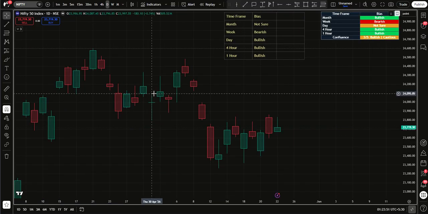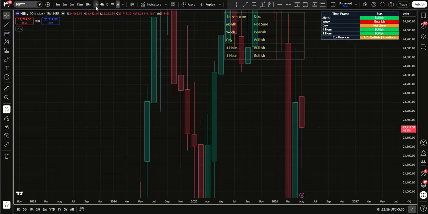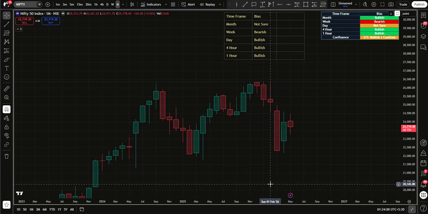And this is it. So what we do here is we start with the monthly time frame and work our way down to the hourly time frame, and we try to gather a bias on each time frame and look at where buyers and sellers are, where supports and resistance are.